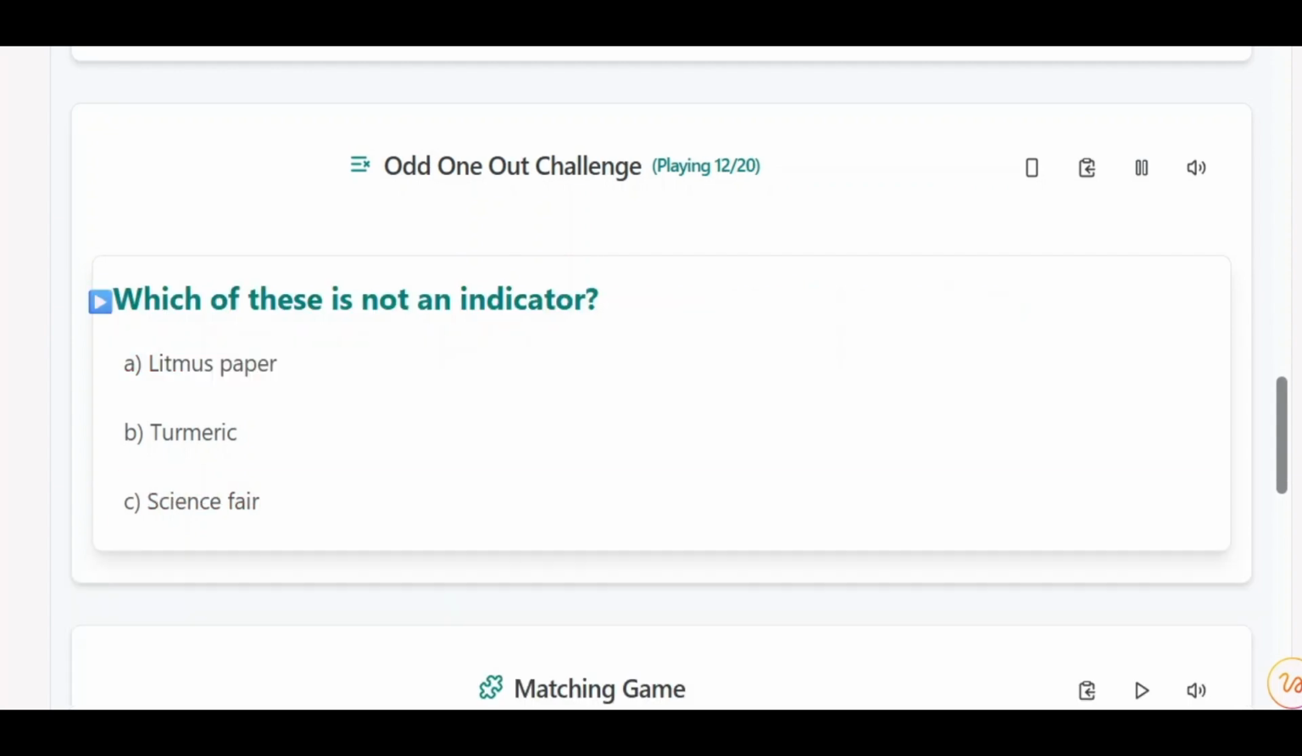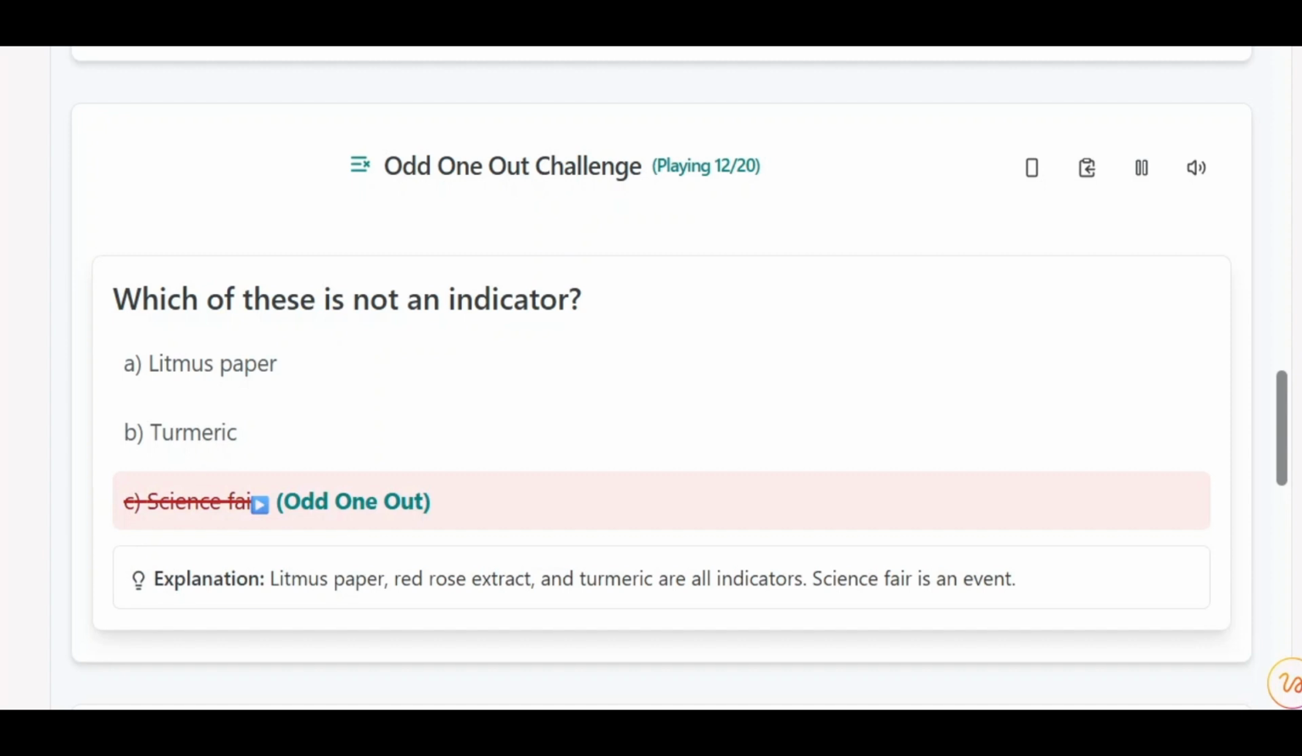Which of these is not an indicator? Litmus paper, turmeric, science fair. The odd one out is science fair, because litmus paper, red rose extract, and turmeric are all indicators. Science fair is an event.